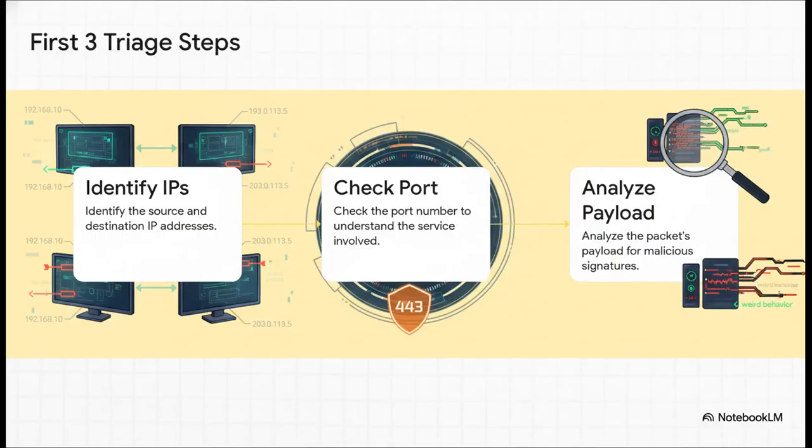All right, picture this. An alert goes off. A suspicious log entry pops up on your screen. What is your immediate action plan? What's the drill? Step 1. Identify the source and destination IP addresses. Who's talking to whom? Step 2. Check the port number. What service are they using? Step 3. Analyze the packet's payload. That's the actual data being sent. Look for malicious signatures, weird behavior. This needs to be a 30-second drill. Practice it until it's muscle memory.